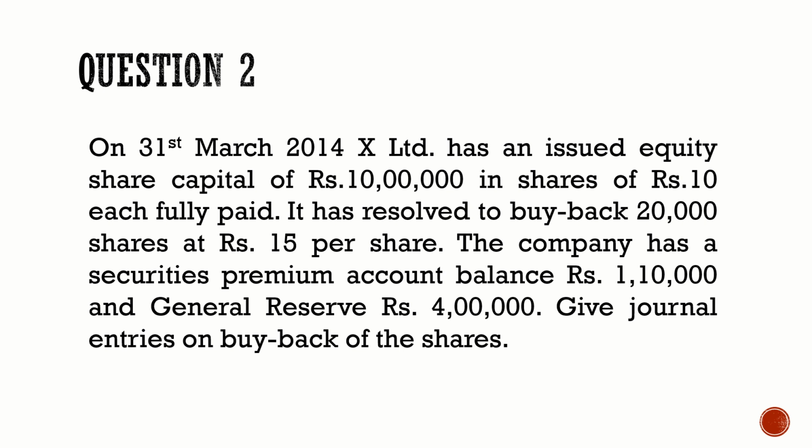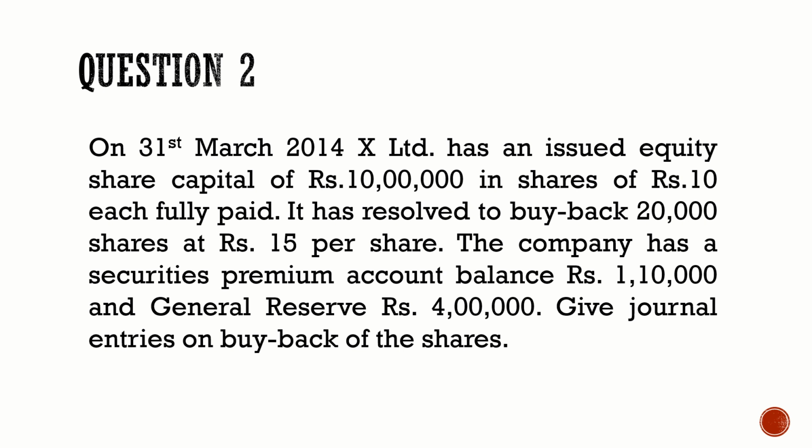We know that normally the face value of a share is rupees 10. Now it is rupees 15 per share, so buyback should happen at a premium. So we need to pass the journal entries in relation to premium. The company has a securities premium account balance of rupees 1,10,000 and a general reserve of rupees 4 lakh. Give journal entries on buyback of the shares. So here buyback is done at premium, and also instead of a fresh issue, here it is done out of free reserves.